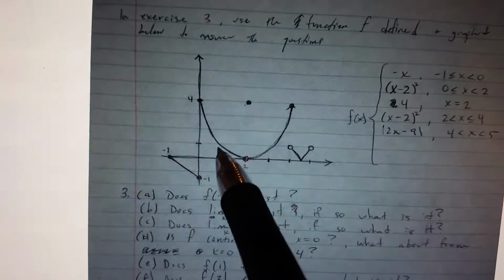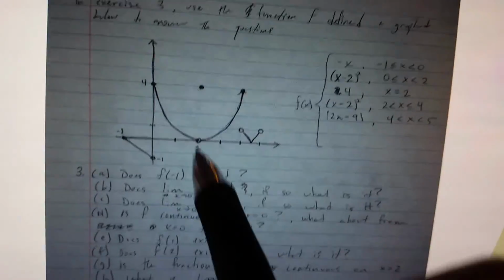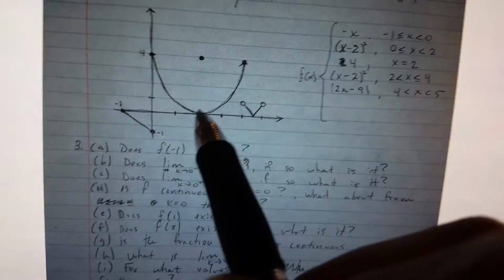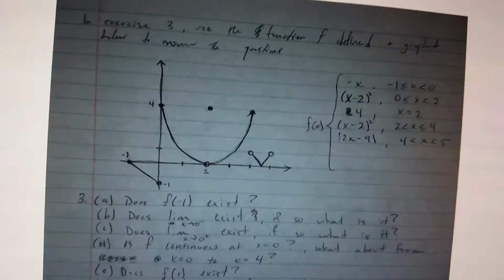Does f of 1 exist? Yes. Does f of 2 exist? If so, what is it? f of 2 does exist, right here, but there's a hole, so it's not 0, it's 4. Is the function continuous at x equals 2? We can see that no, because there's a hole.